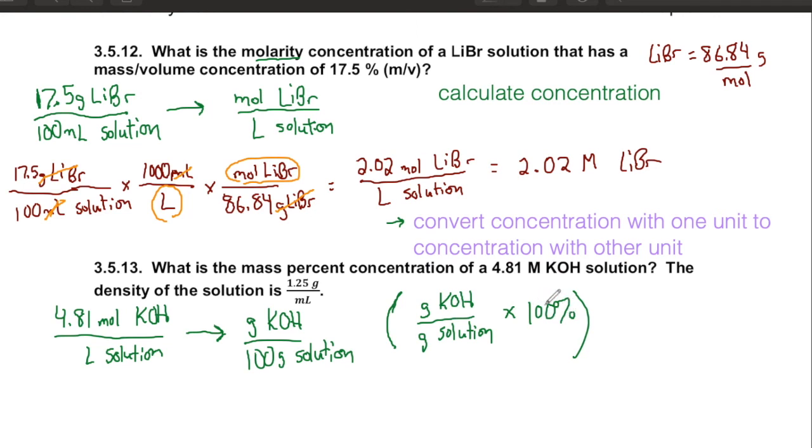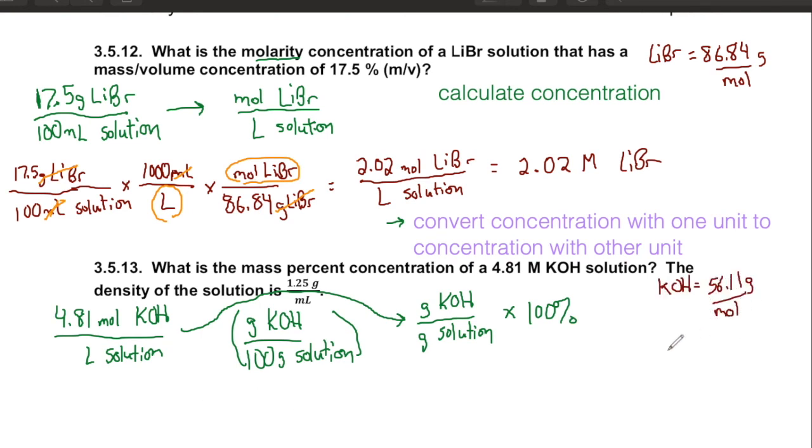So when we multiply by 100%, we get grams per 100 grams of solution, and we just express that as a percent. So let's try and get the grams of potassium hydroxide per gram of solution and then multiply that by 100 to get the mass percent. So this is what we really want, but the way to get there is to get to grams per gram and then multiply that by 100%. So converting moles of potassium hydroxide to grams needs the molar mass of potassium hydroxide, which is 56.11 grams per mole.